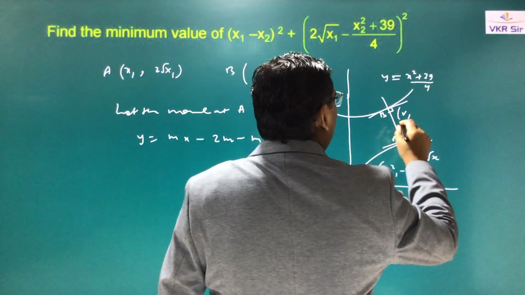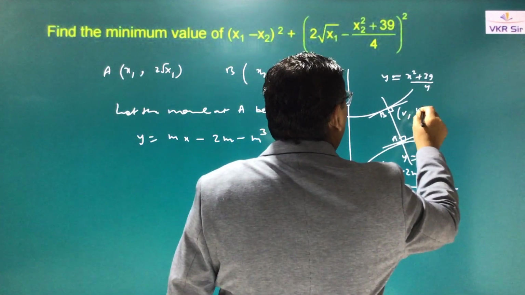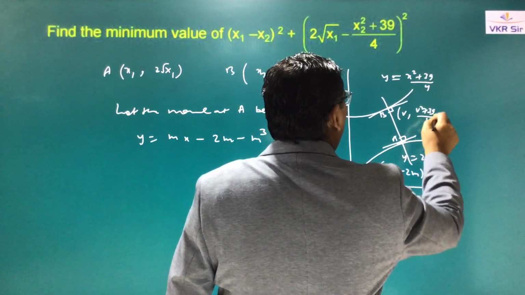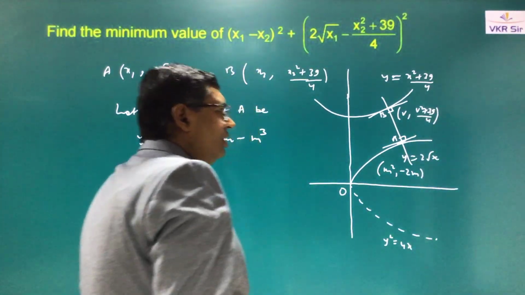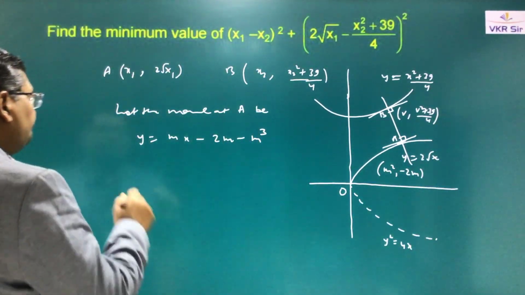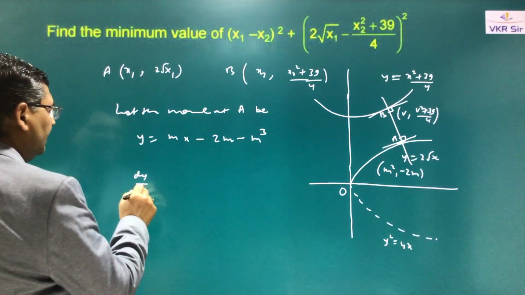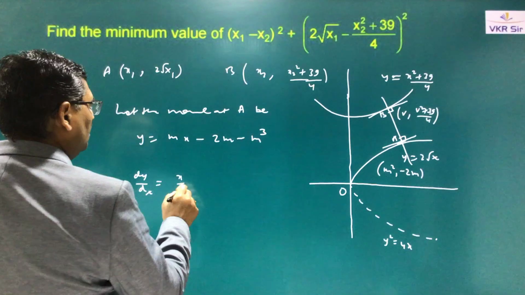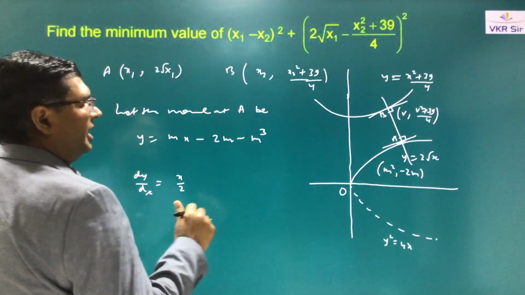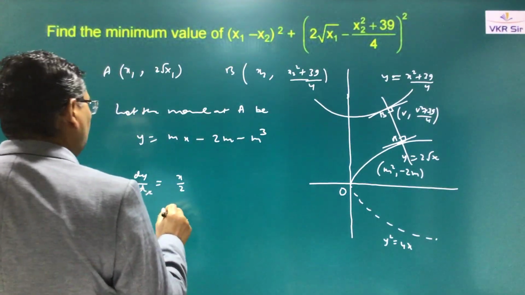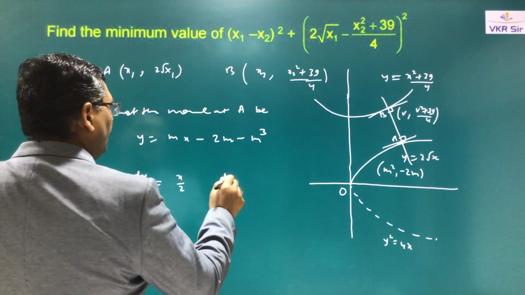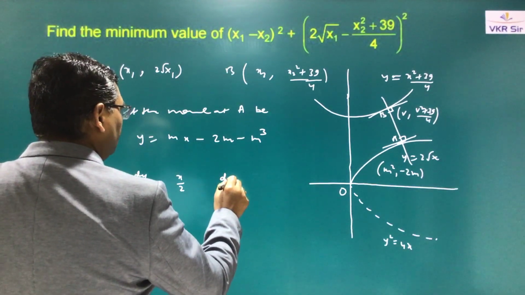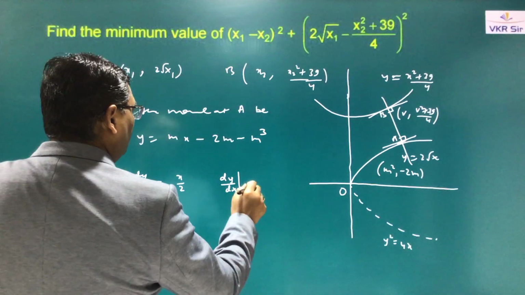I will take x as v, and this y will be v square plus 39 by 4. Okay. So what I will do is, I will get the slope there. So dy by dx of that curve will be equal to how much? x by 2. You can differentiate. And at v, dy by dx at that point B will be equal to v by 2.